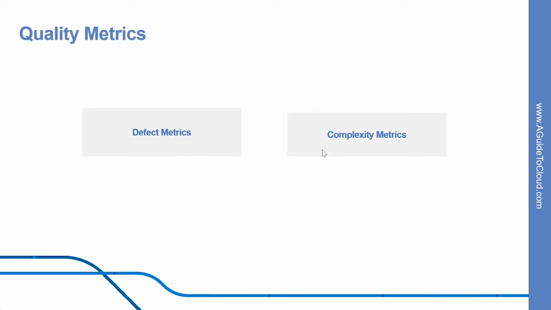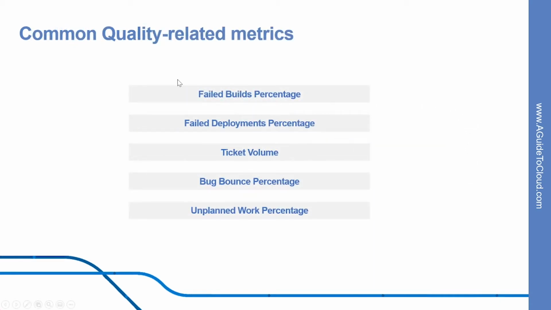Let's look at the quality metrics. While there are various quality metrics, the 2 important metrics are defect metrics and complexity metrics. In defect metrics, you will define the number of defects, and the severity of these defects is an important metric of overall quality. Complexity metrics can help in measuring quality. Let's look at some of the common quality related metrics. The following list of metrics directly relates to the quality of both the code being produced, and the build and deployment processes.